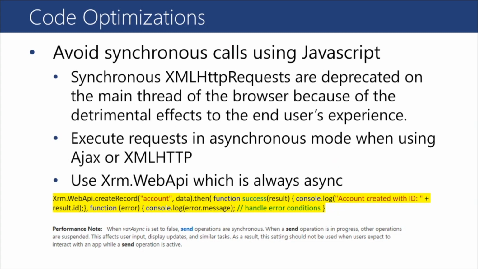Always, from a best practice perspective, use the XML HTTP asynchronous mode when you are using XML HTTP, and then use Xrm.WebApi when you are retrieving using JavaScript or performing any operation, which is always async. We also provided a sample example of using Xrm.WebApi to create a record. And in that case, even if we didn't mention that we need this particular operation to be async, the nature of Xrm.WebApi is async.